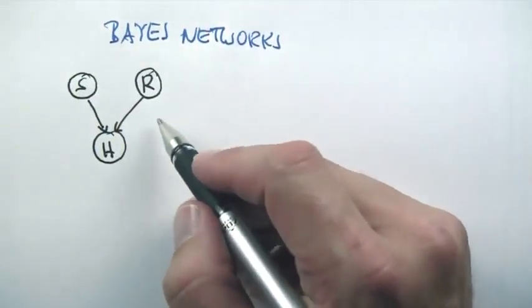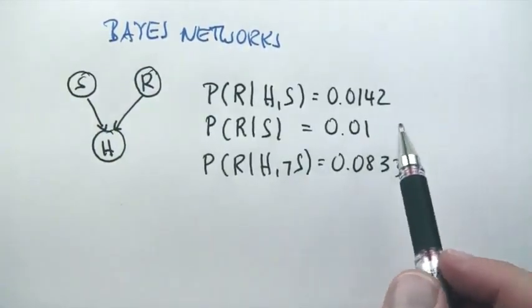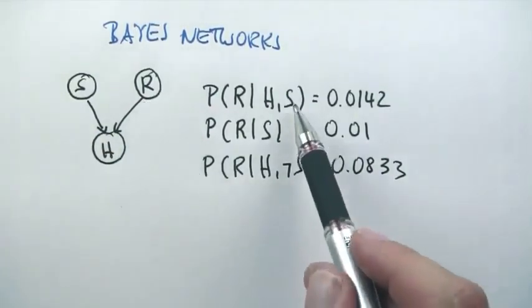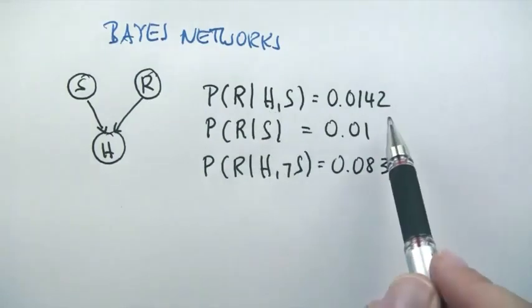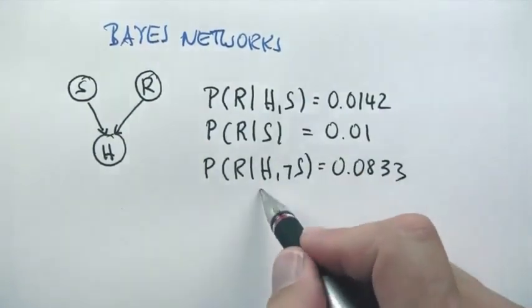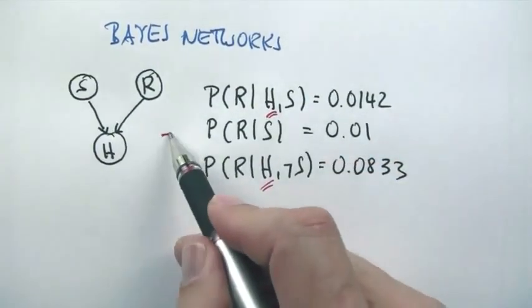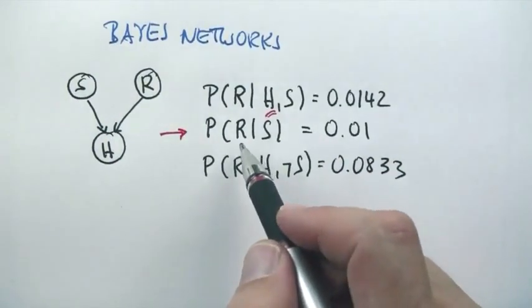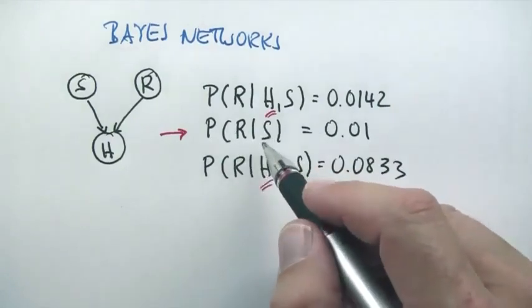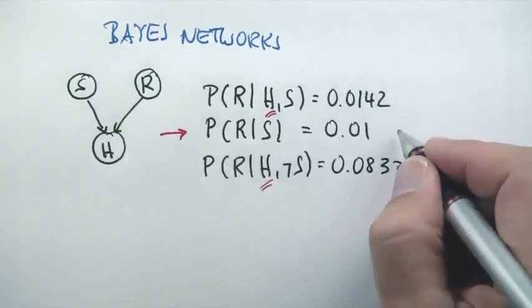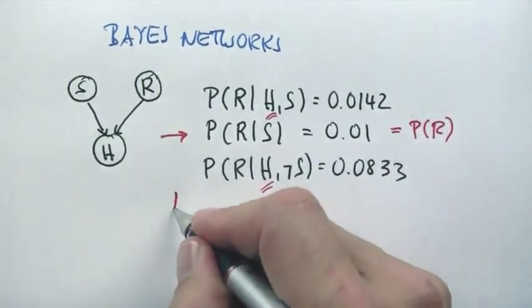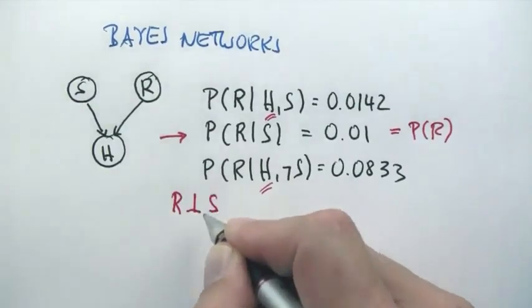So here's our Bayes network again. In our previous exercises, we computed for this network that the probability of a raise R, given any of these variables shown here, was as follows. The really interesting thing is that in the absence of information about H, which is the middle case over here, the probability of R is unaffected by knowledge of S. That is, R and S are independent. This is the same as the probability of R, and R and S are independent.